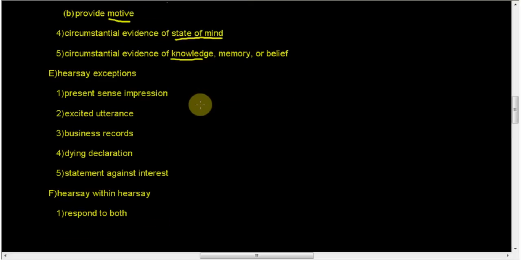Alright, so let's go to hearsay exceptions. So we just covered what's not hearsay and what is allowed in court, and here are some examples of what actually is hearsay but is an exception to the rule.